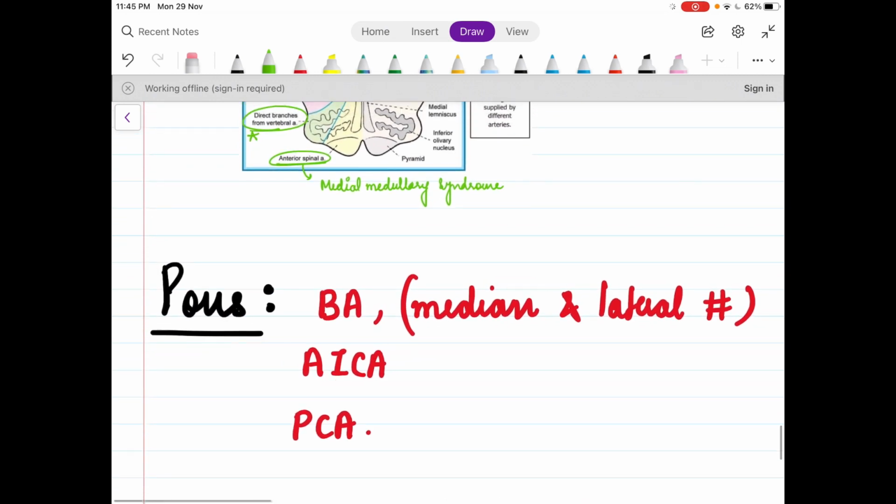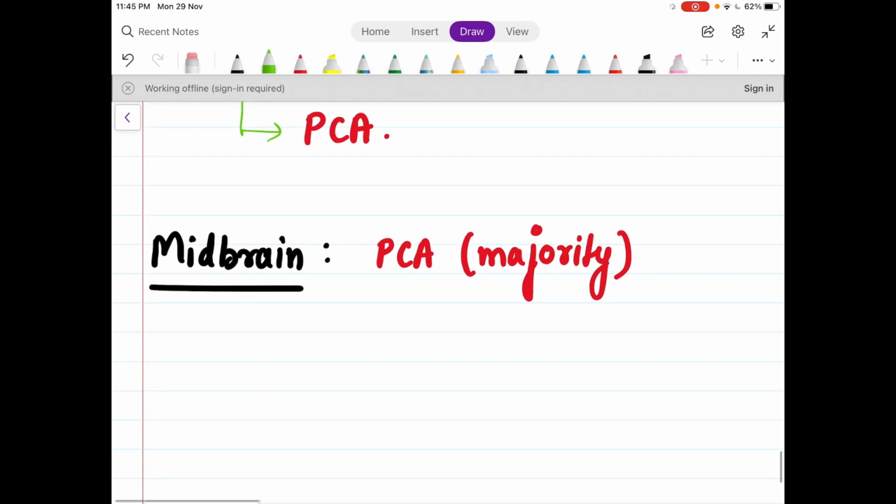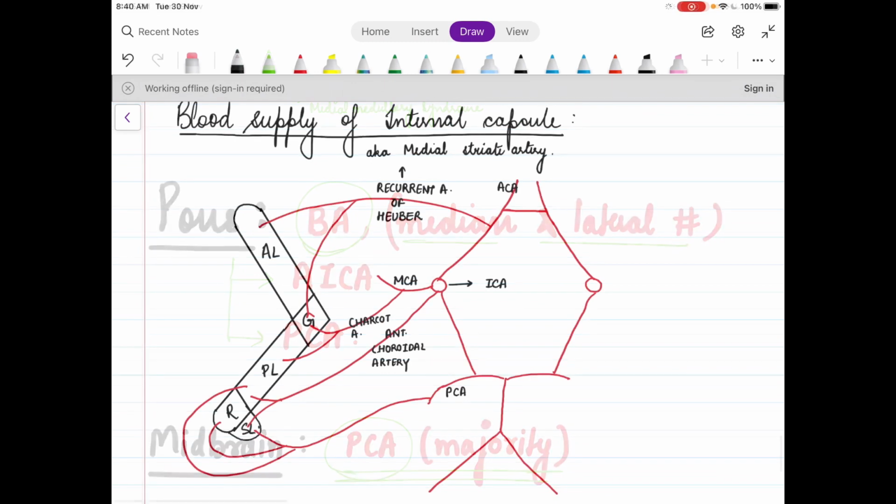Now we'll see the blood supply of pons. Pons is majorly supplied by the basilar artery, its medial and its lateral branches, and bits are also supplied by anterior inferior cerebellar artery and the posterior cerebral artery. Midbrain is majorly supplied by the posterior cerebral artery.